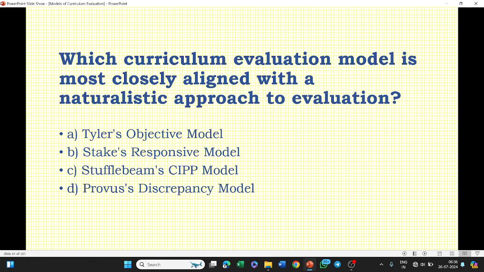Which curriculum evaluation model is most closely aligned with a naturalistic approach to evaluation? Options: Taylor's objective model, Stake's responsive model, Stufflebeam's CIPP model, Provus's discrepancy model. Answer of this question is option B, that is Stake's responsive model.